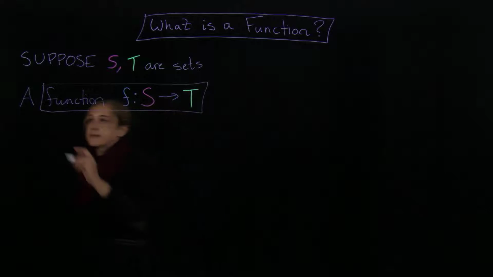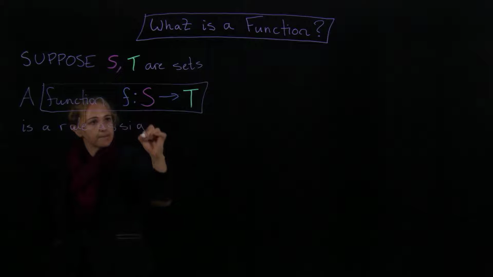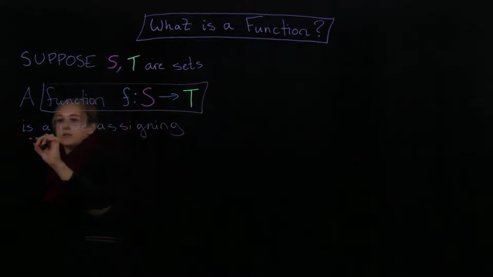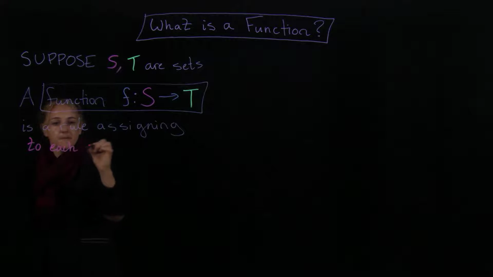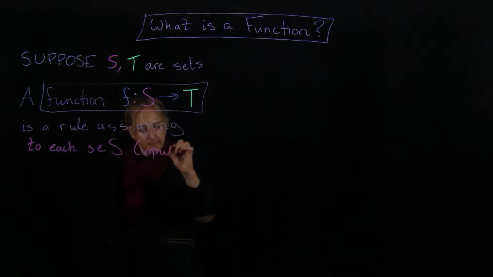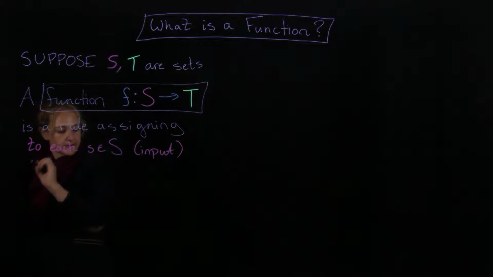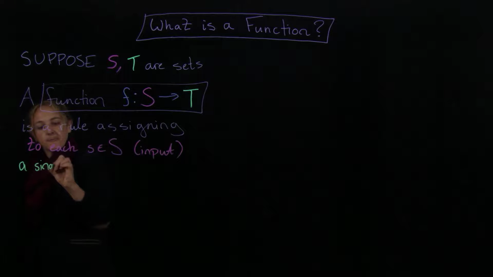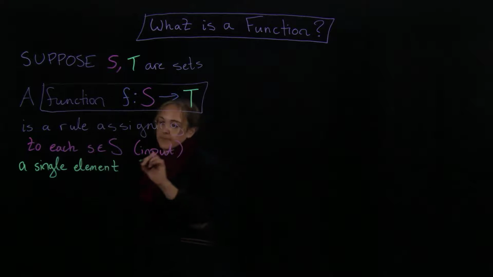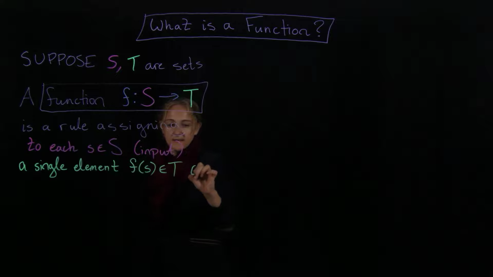It is just a rule assigning to each element here, so to each s in S, which is an input, a single element, and that is going to be an element of T. This is the output.